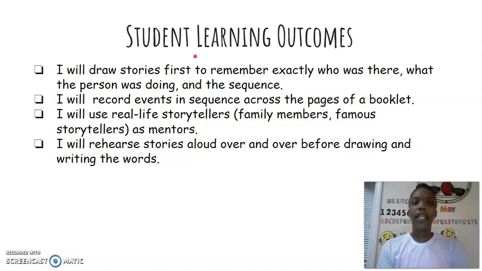So, before we go into our mini lesson, Miss Kitchens loves to go over the student learning outcomes. I, which is you, will draw stories first to remember exactly who was there, what the person was doing, and the sequence. I will record events in sequence across the pages of a booklet. I will use real-life storytellers, family members, famous storytellers as mentors. I will rehearse stories aloud over and over before drawing and writing the words. These are all of the beautiful things that you will be doing in your writing for today.